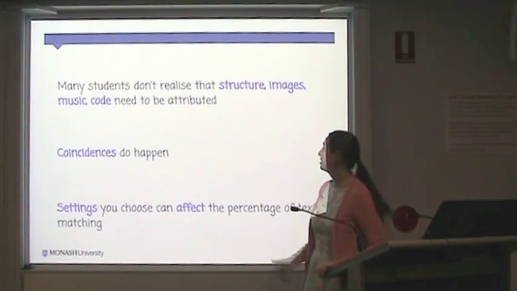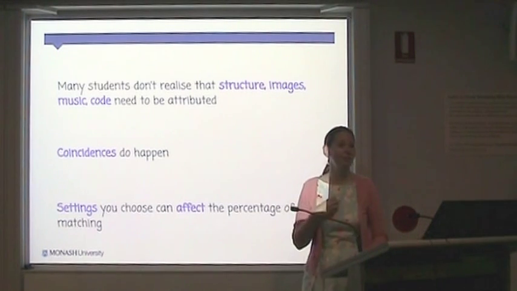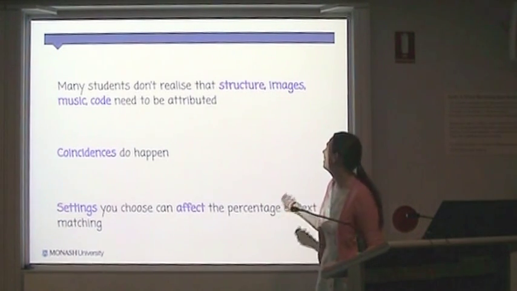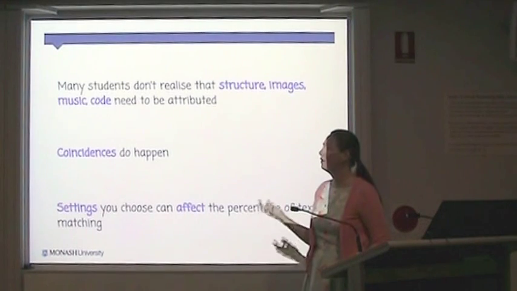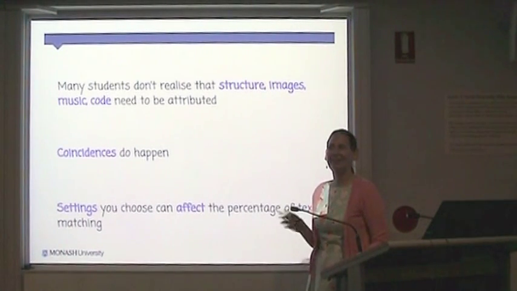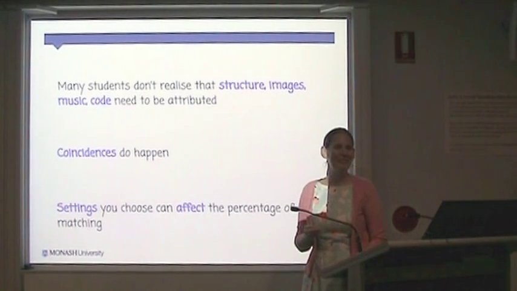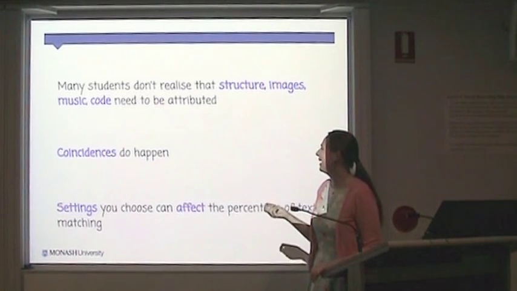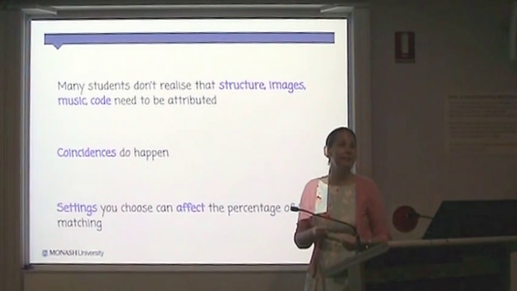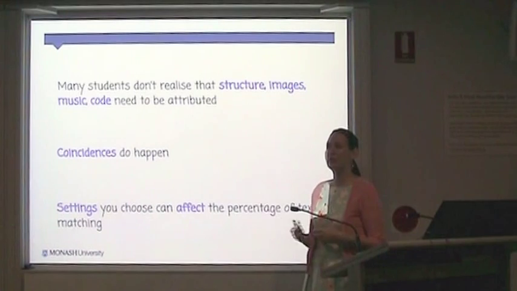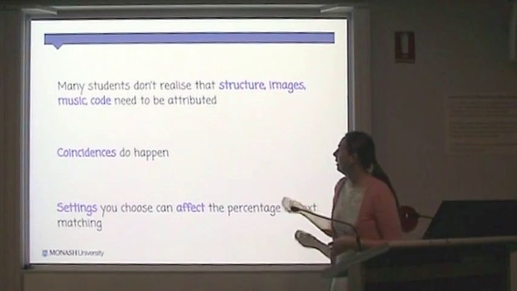Many students don't actually know, and I don't think that's just for students. I think a lot of people don't realise that structure, images, music, code need to be attributed. And I know the use of images is a perfect example of that, especially when you're looking at taking images from Google, which is so easily accessible now.